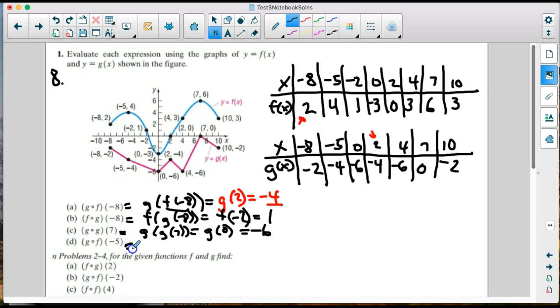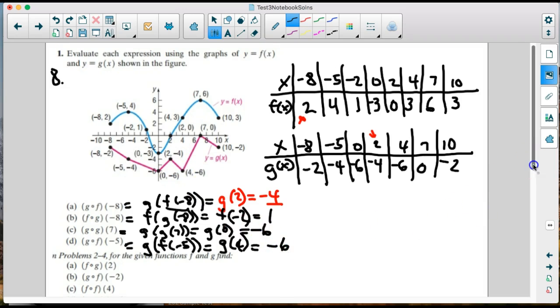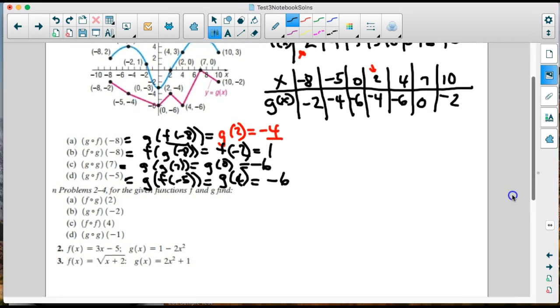All right, and the final one here on the graph. We're going to do f of negative 5 first. So f of negative 5, following the blue graph, negative 5, oops, passed it, right here. So the answer is 4. So g of 4. Okay, and then I follow the g graph till I hit 4 right here. So the answer is negative 6 also. All right, so either using a chart or following the graph there.